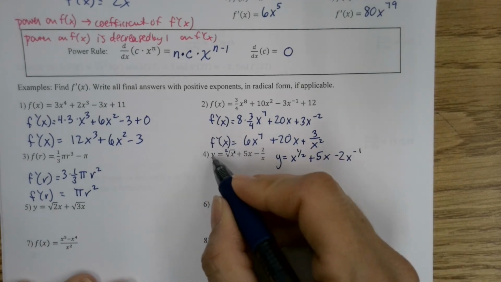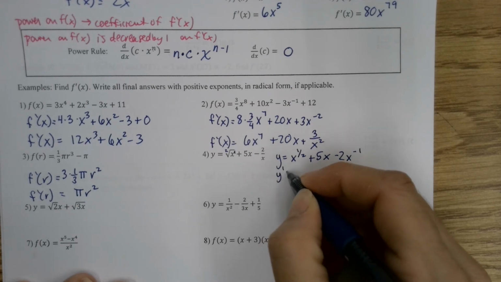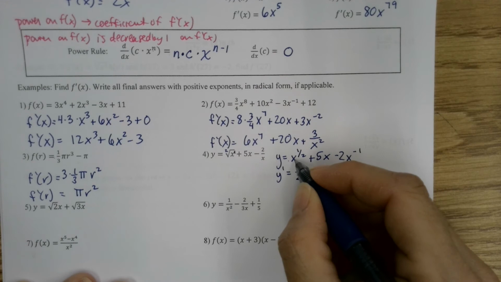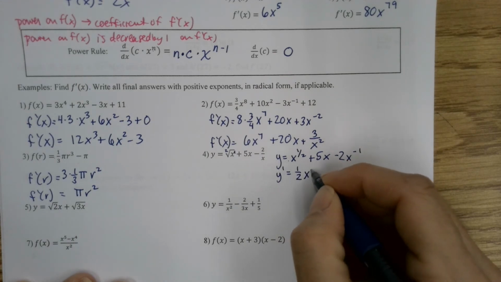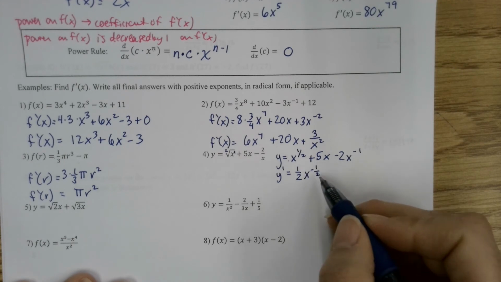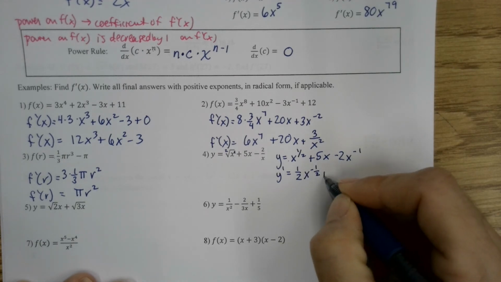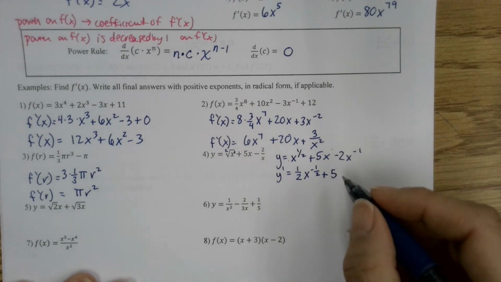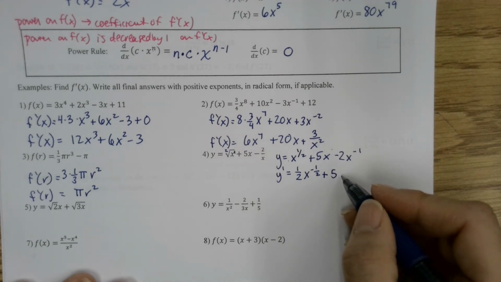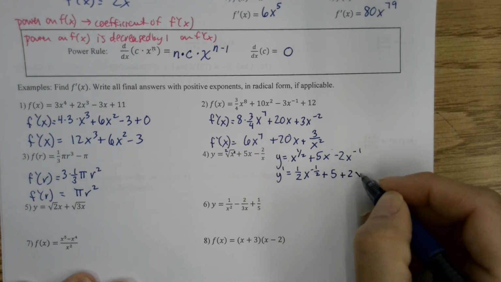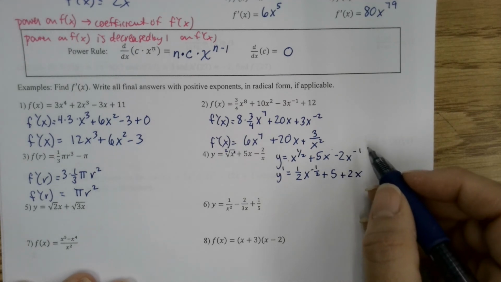And notation-wise, that was a y, so now I'm going to call this y prime. So the 1/2 comes to the front. My power drops down to a negative 1/2. So 1/2 minus 1 is negative 1/2. 1 times 5 is 5. My power drops down from a 1 to a 0, so I don't have an x anymore. Negative 1 times negative 2 is plus 2x, and then just be careful.